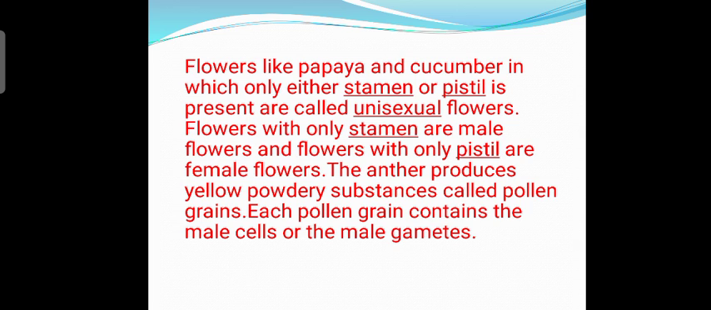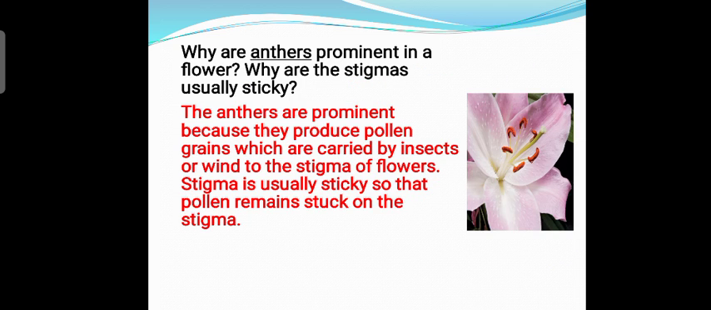The anther produces a yellow powdery substance called pollen grains. Each pollen grain contains the male cells or the male gametes. Now, why are anthers prominent in a flower? Why are the stigmas usually sticky? So the anthers are prominent because they produce pollen grains which are carried by insects or wind to the stigma of flowers. Stigma is usually sticky so that pollen remains stuck on the stigma.